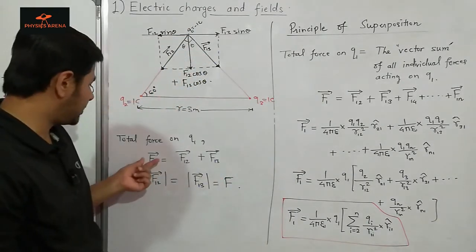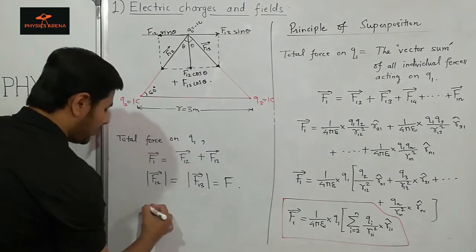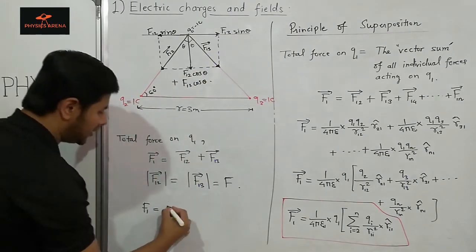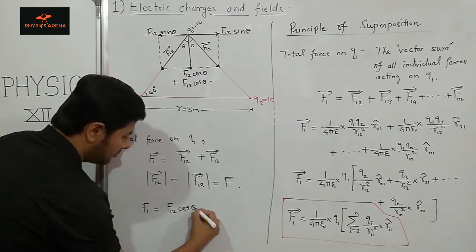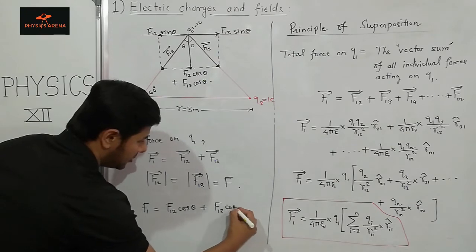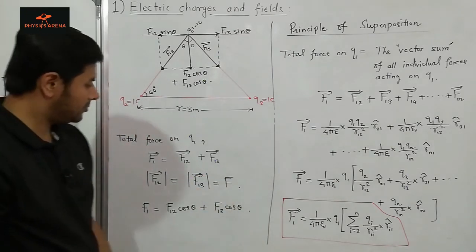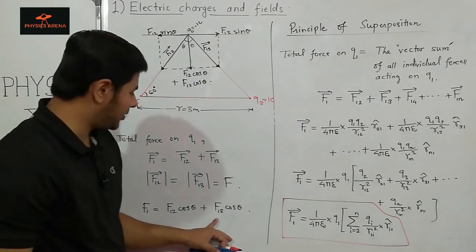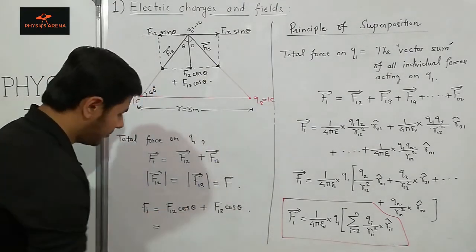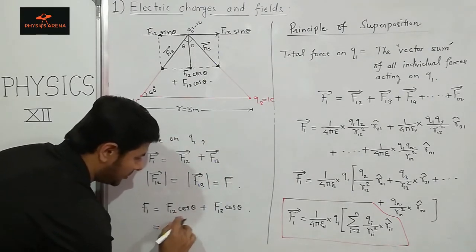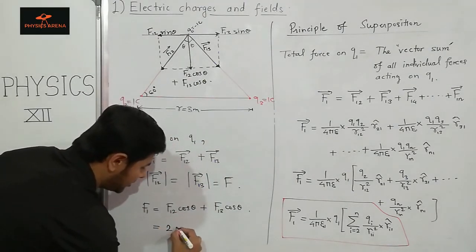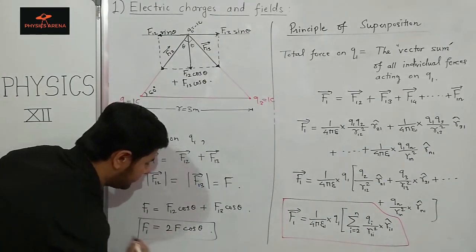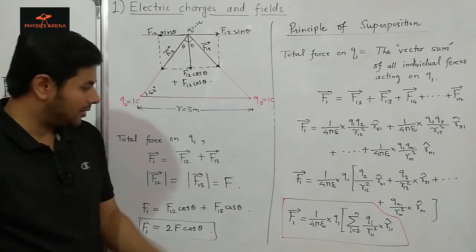So the total force, the magnitude of F1, will be equal to the magnitude of these two, F12 cosine theta plus F13 cosine theta. Which is equal to, because F12 and F13 are equal to F, F cosine theta plus F cosine theta, which is 2F cosine theta, which is the net force. Okay, so let's find out F.